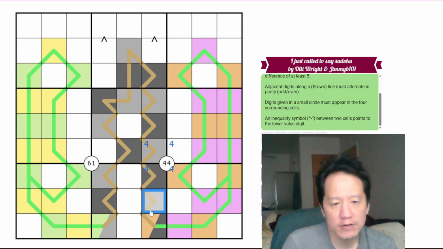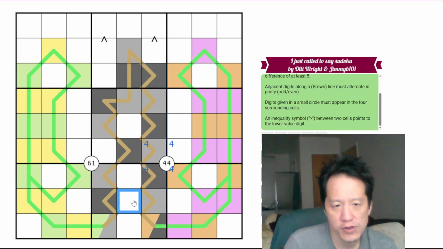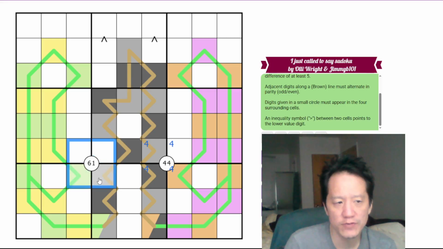So this brown line is odd and even parity. We also know there's a 6 in one of these digits and a 1 in one of these 4 digits.